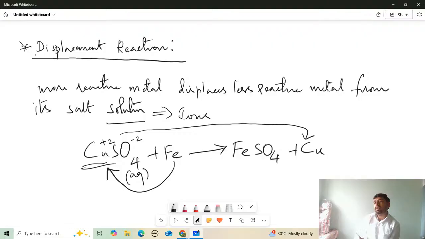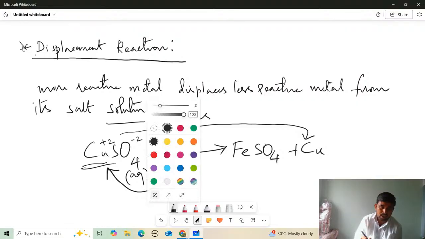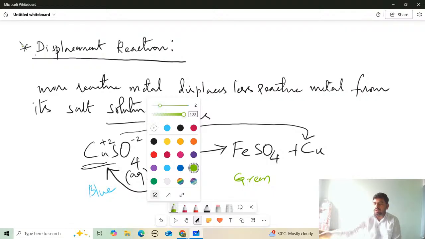So before this, what you should know to understand this one. How will we confirm this reaction has taken place or not? You can see the color of copper sulfate is blue, and the color of FeSO4 is green.